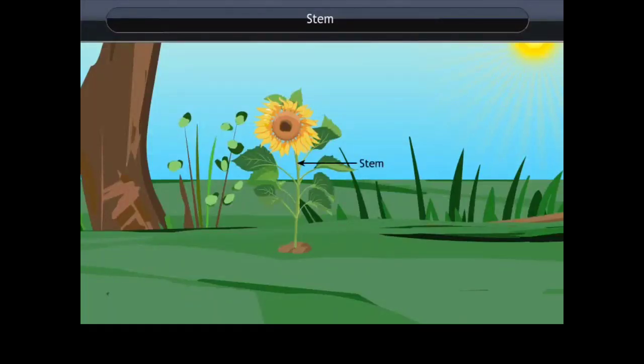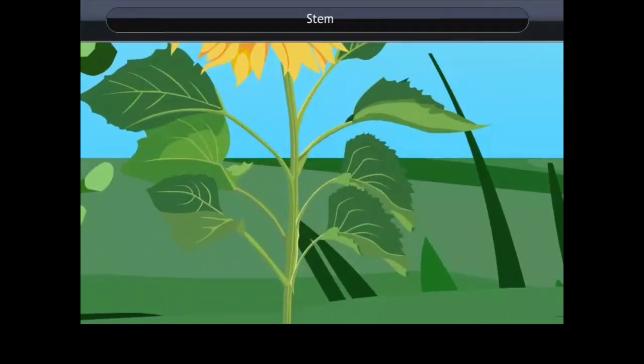Stem. The stem holds the leaves, flowers and fruits in a plant. It helps in conduction of water and minerals in plants. The conduction of water and minerals to the leaves and other plant parts attached to the stem takes place with the help of narrow tubes present inside the stem.